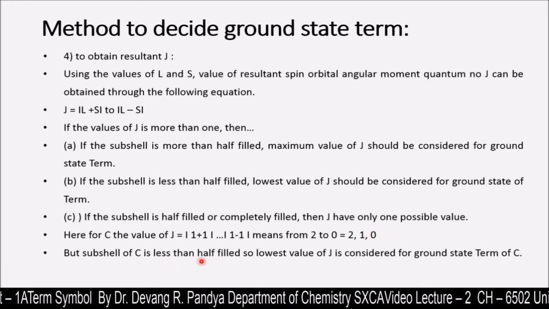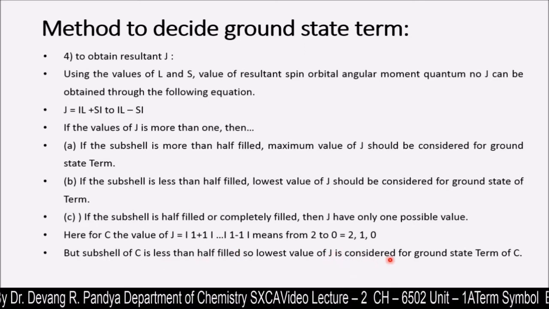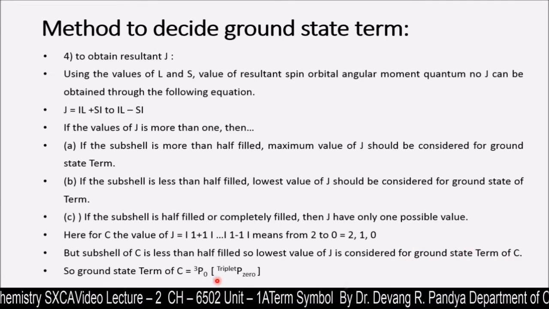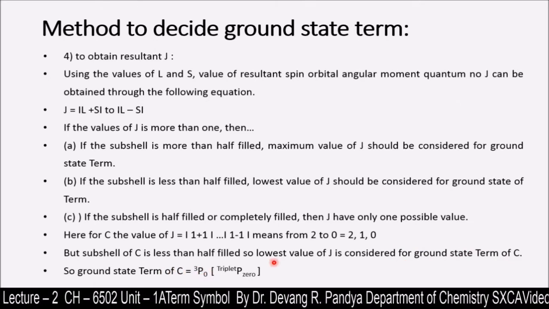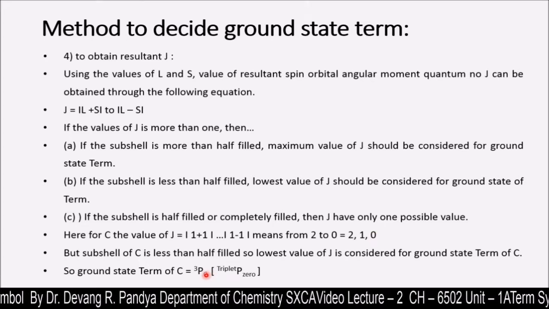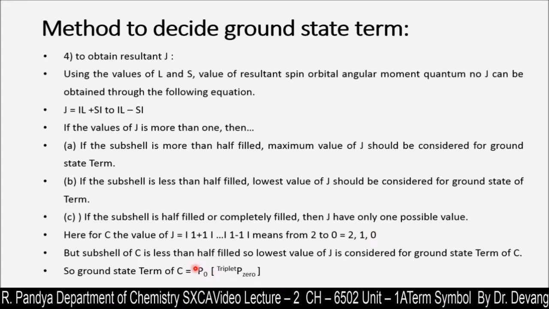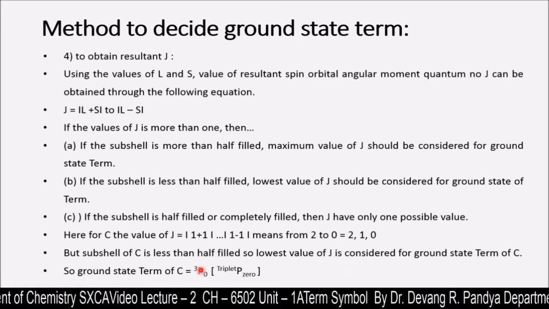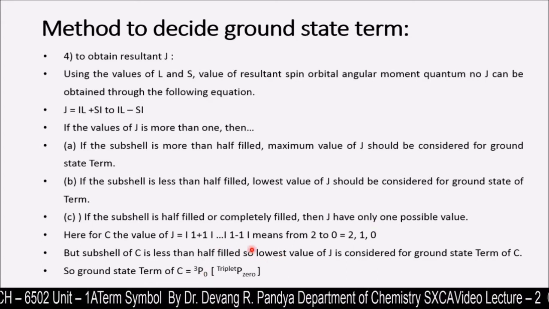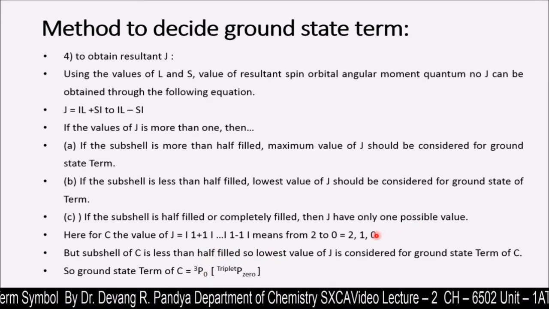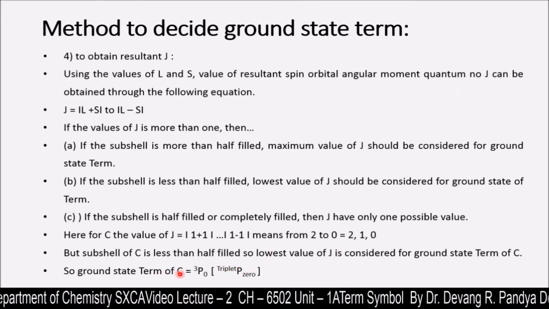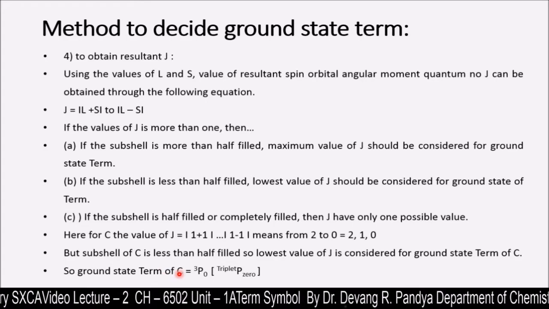But the subcell of carbon is less than half filled, so the lowest value of J is considered, and therefore the ground state term symbol for the carbon atom should be triplet P0. Triplet P we have already decided. Now we need to put the value of J, that is 0, in the subscript, the spin multiplicity in the superscript, and the value of L in the form of a symbol. So triplet P0 would be the ground state term symbol for carbon in its ground state electronic configuration.